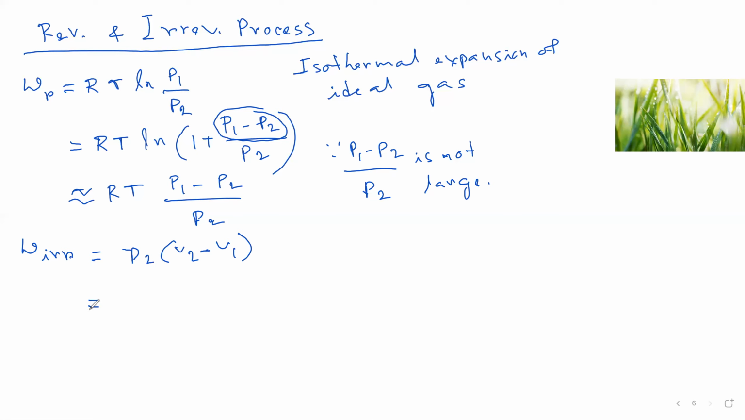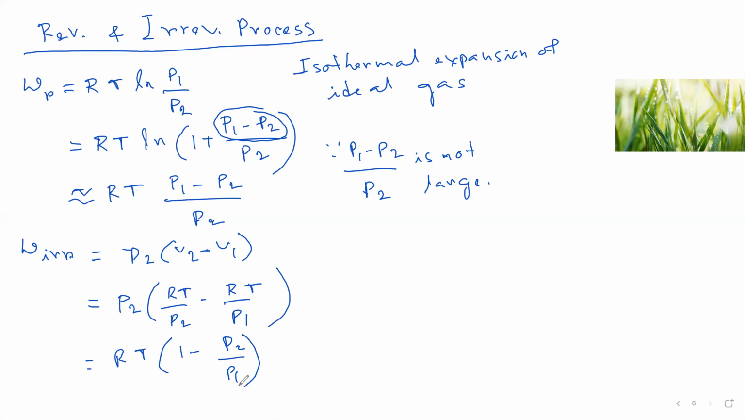So we can just replace V2 and V1 with the ideal gas equation. So it will be RT by P2 minus RT by P1. Okay, so we can write this as RT into 1 minus P2 by P1. Or this will be equal to RT into P1 minus P2 by P1.